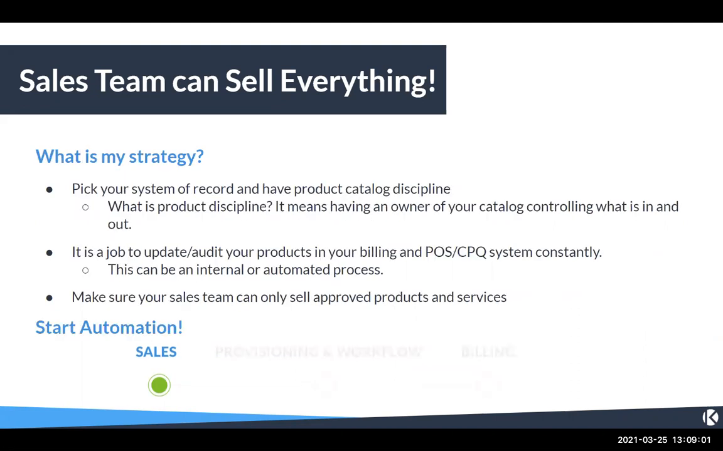So what's my strategy? Really the first thing you want to do is pick a system of record. We're going to focus first on, let's just say, the product catalog. So having that discipline to say the only place products are going to be added is in Rev.io, or they're only going to be in Salesforce or MasterStream. And then once that product gets added, we can automatically move it, or you can have your internal process to move that product to your billing or back to your point of sale system.